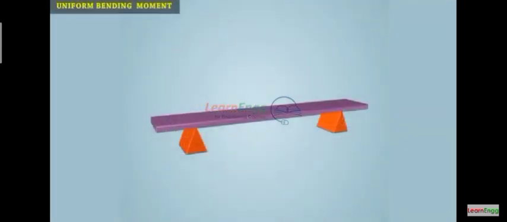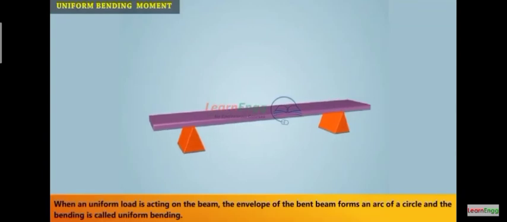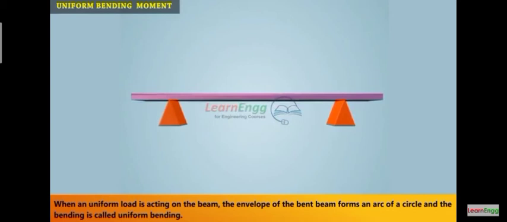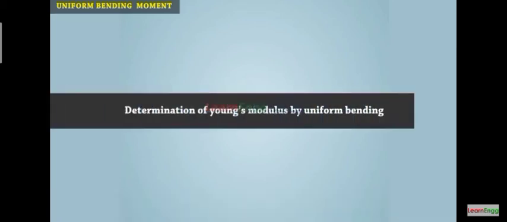Now we see uniform bending. When a uniform load is acting on the beam, the beam bends to form an arc of a circle, and the bending is called uniform bending.